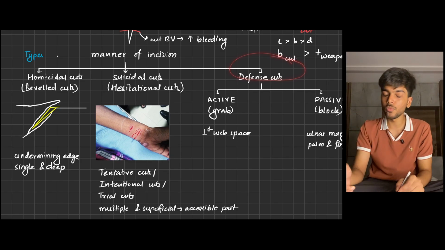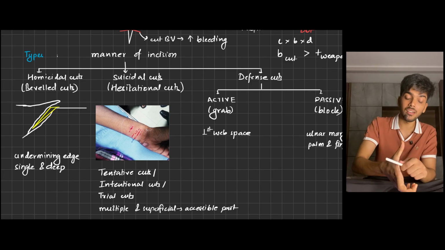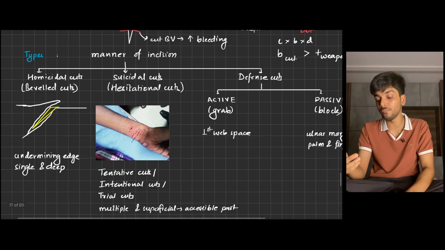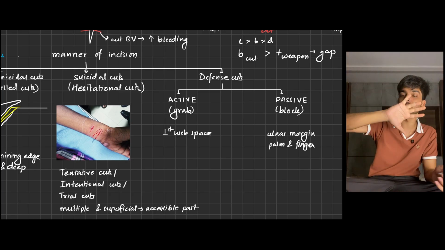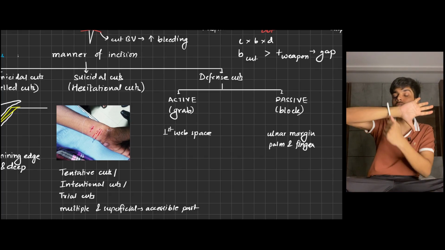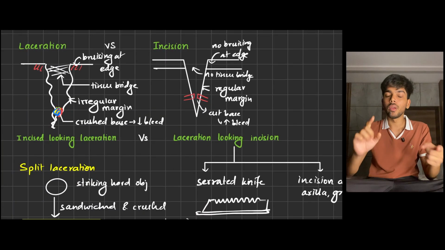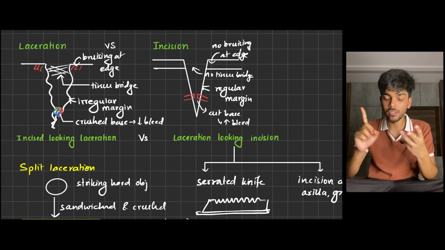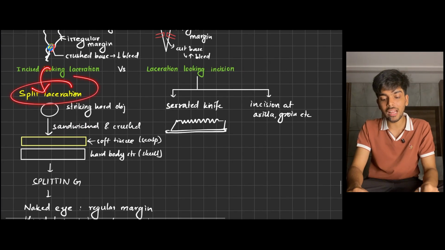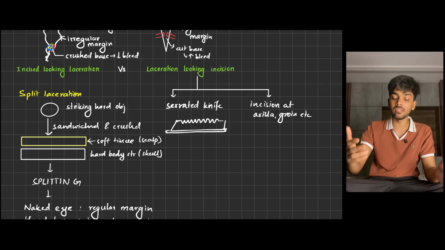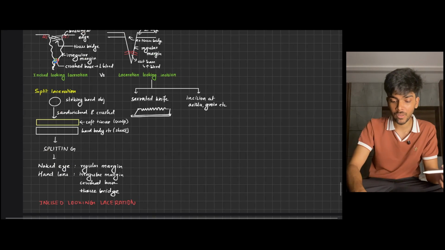Then defense cuts, which can either be active, where the person tries to grab the weapon itself, as a result there is cut at the first web space, or passive defense cut, where the person tries to block the attack, so there is cut at the level of palm, fingers and ulnar margin. Laceration versus incision, look at the margin, look at the edge, look at tissue breach, look at the base. Incised looking laceration is nothing but split laceration, and laceration looking incision is nothing but incision due to serrated knife or incision at axilla, groin.